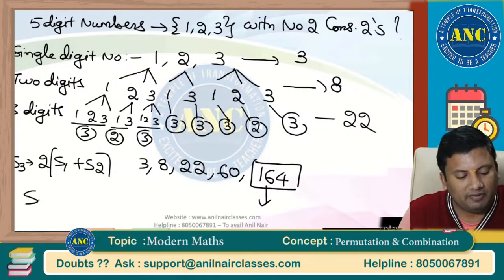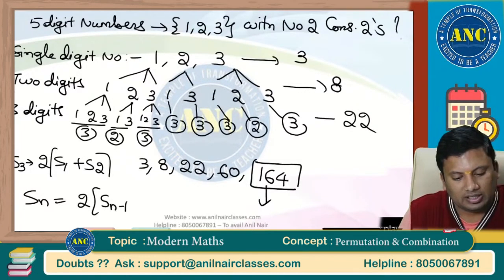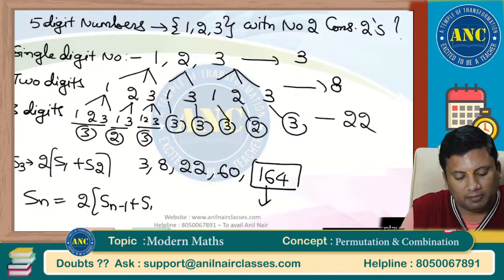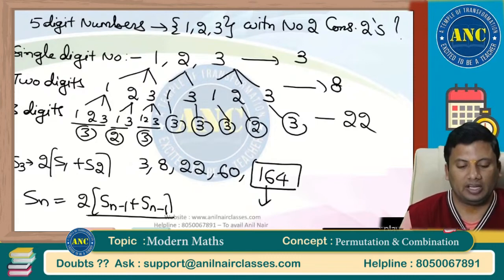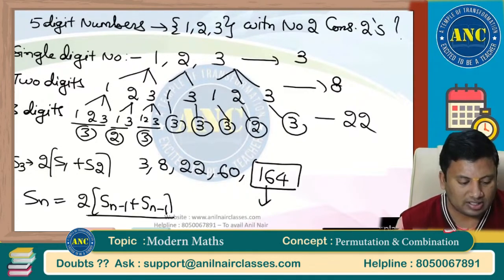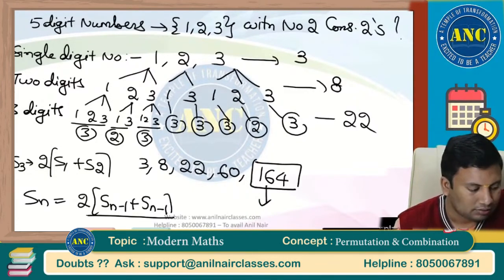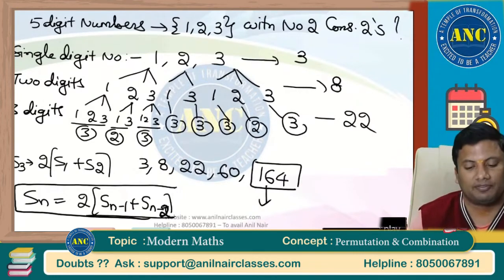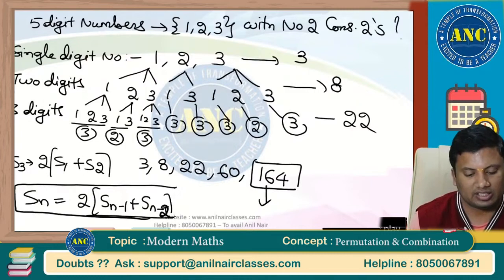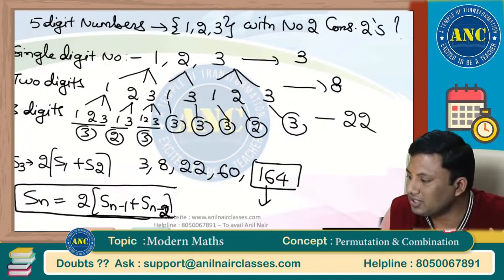This is the behavior of the pattern. Sn is nothing but 2 into Sn minus 1 plus Sn minus 2. I hope it is clear. The idea is clear, right? It is like a Fibonacci series, or how to understand the patterns of these particular problems. Sn is equivalent to 2 into Sn minus 1 plus Sn minus 2.